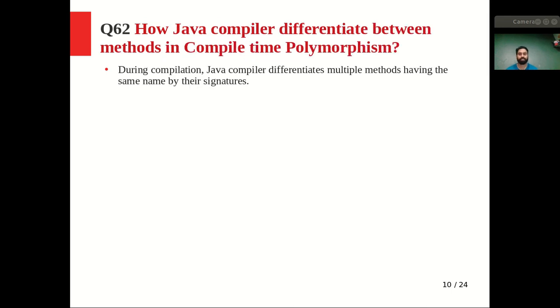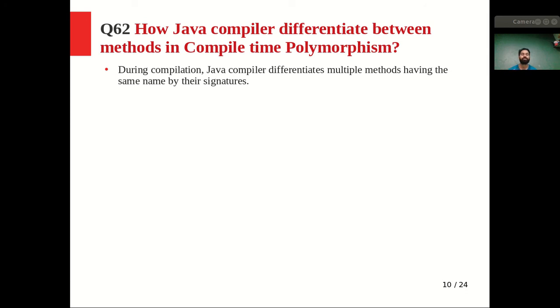Now let's move to the next question: how does the Java compiler differentiate between methods in compile time polymorphism? During compilation, the Java compiler differentiates multiple methods having the same name by their signatures. As we know, we can achieve compile time polymorphism by method overloading, which means more than one method with the same name but with different argument signatures. The compiler cannot differentiate them by name, since the name is the same.